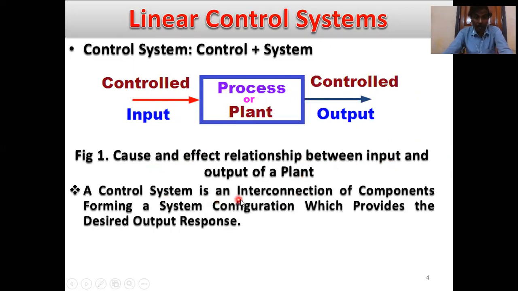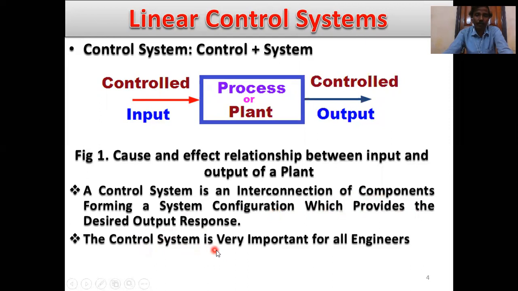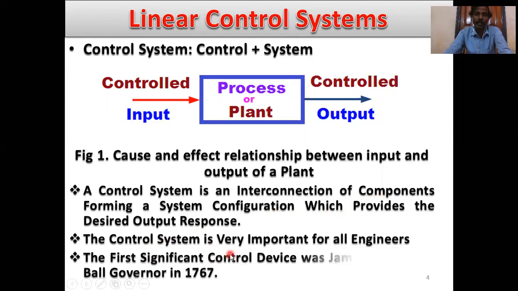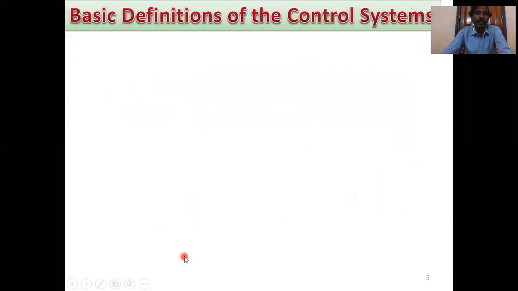A control system is an interconnection of components forming a system configuration which provides the desired output response. The control system is very important for all engineering students. The first significant control device was James Watt's fly-ball governor in 1767. This is the automatic generation control part.